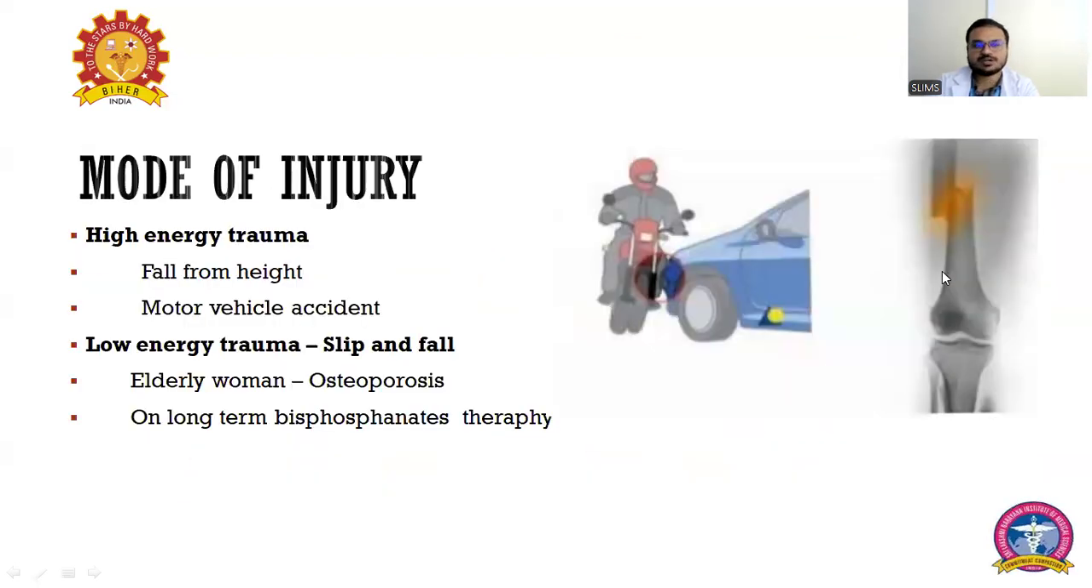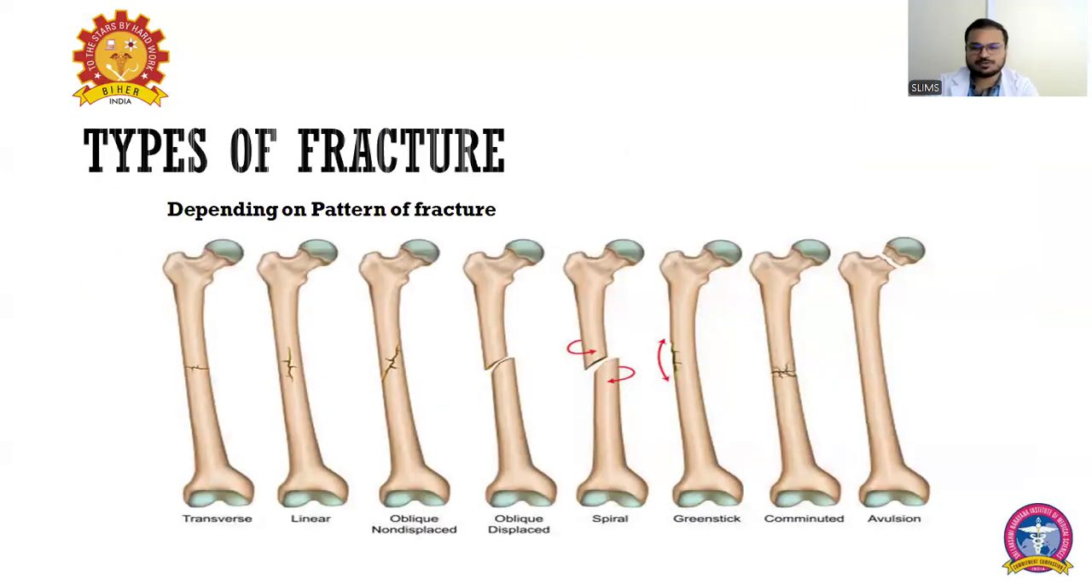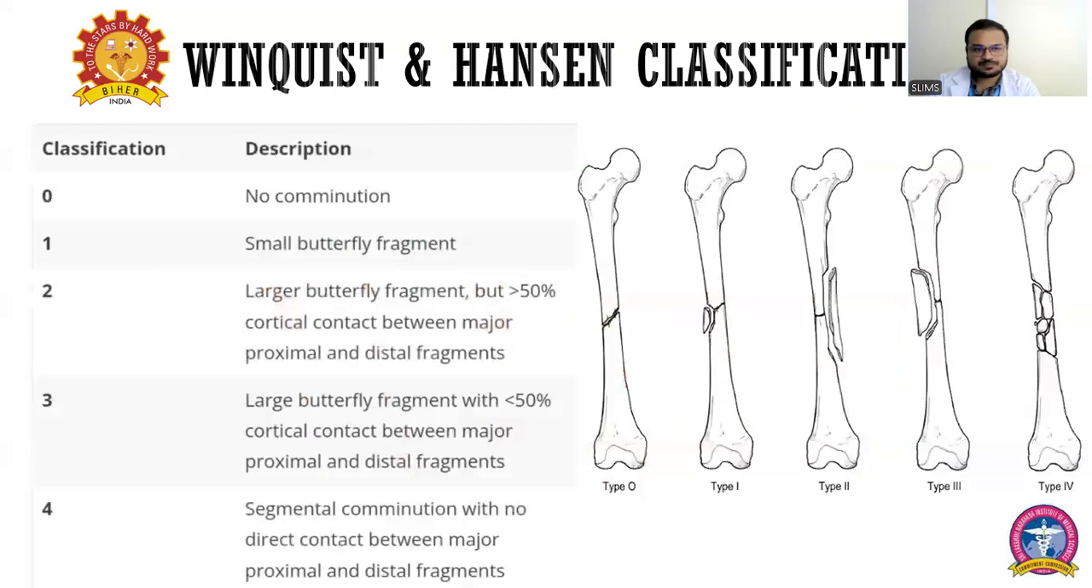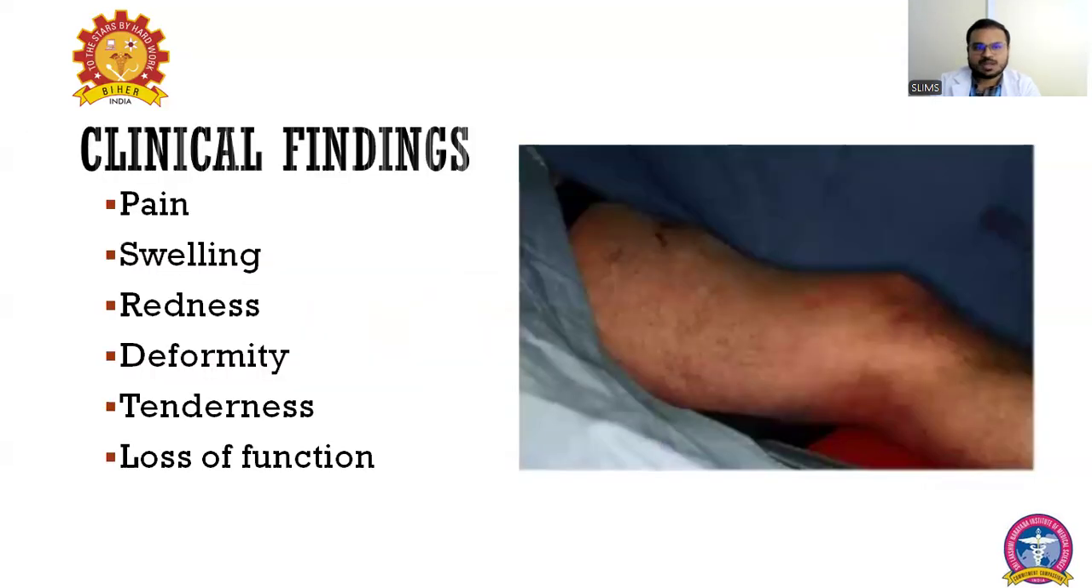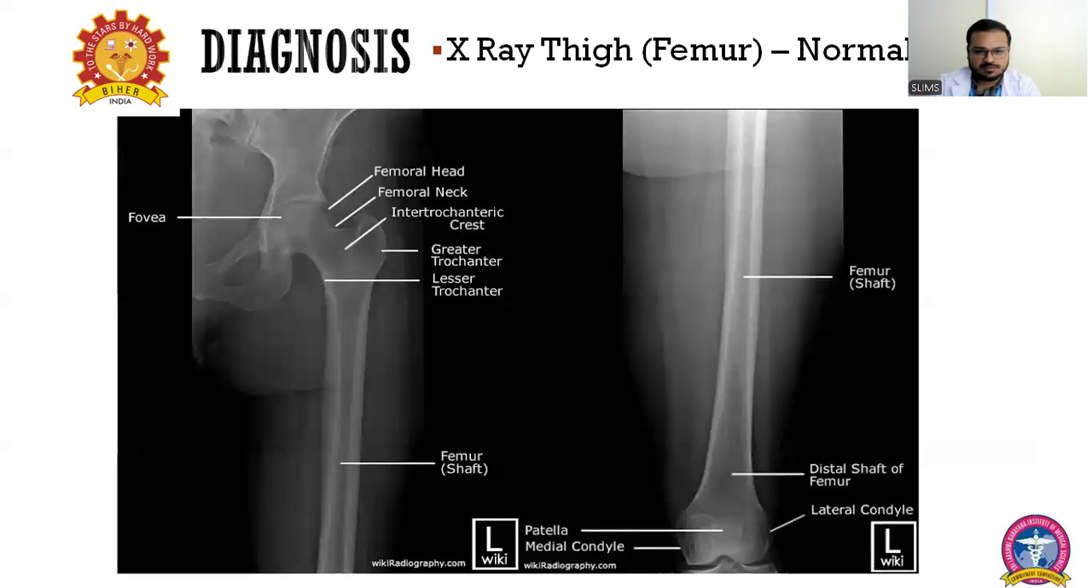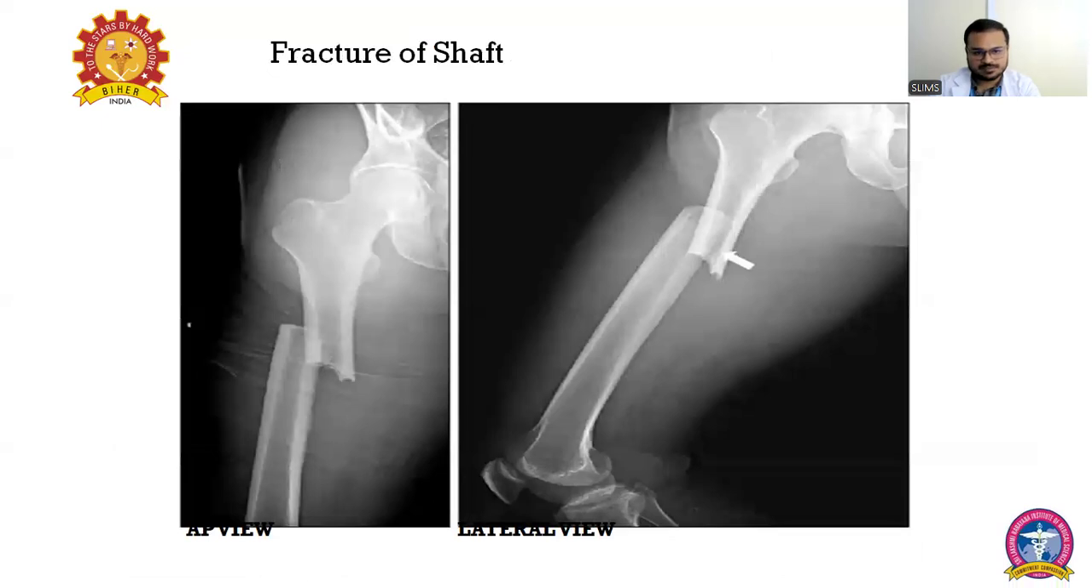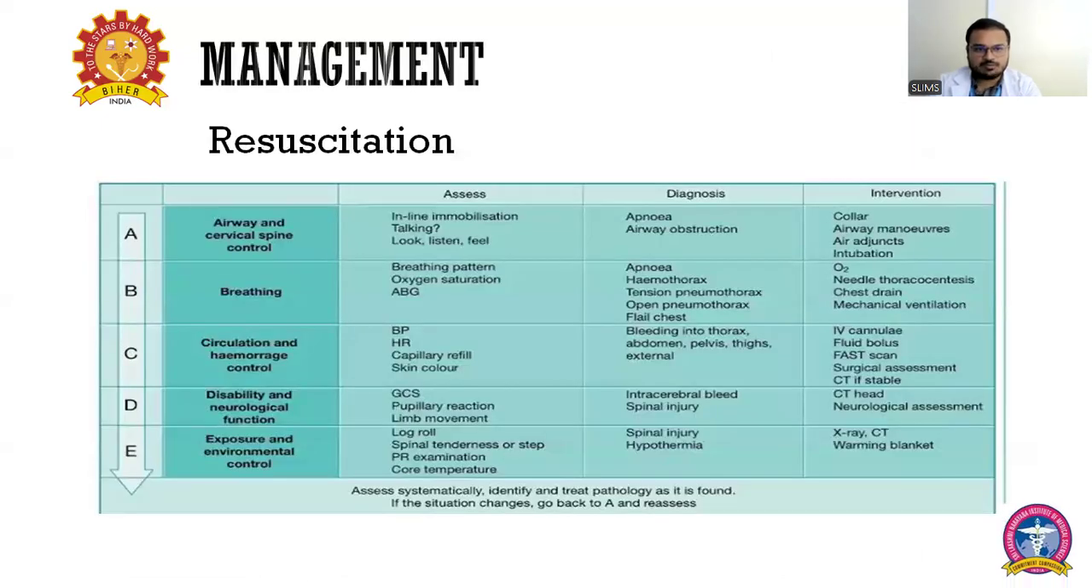The most common injuries are high energy trauma and low energy trauma injuries, and the types of fracture should be known by all candidates, and we should be able to treat the fractures according to the type of fracture. The Winquist and Hansen classification with its 5 types, the diagnosis with a proper AP view and a proper lateral view, and how to resuscitate a patient according to the ATLS protocol should be known.